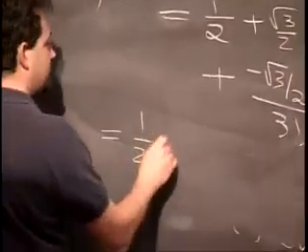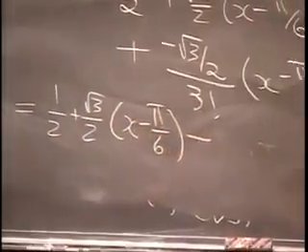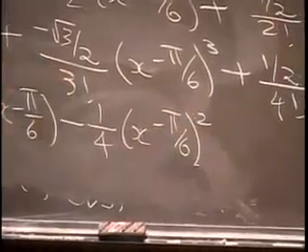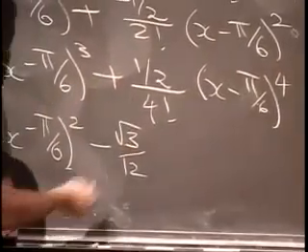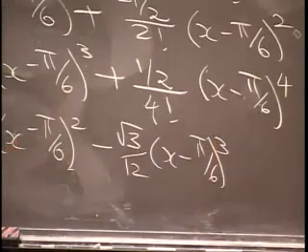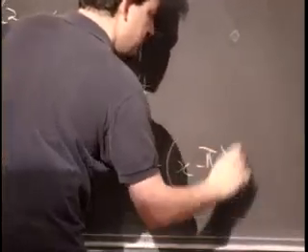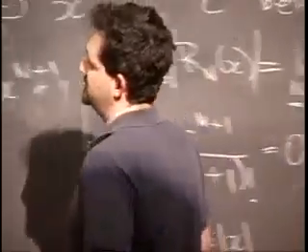I get 1/2 plus root 3 over 2 times x minus pi over 6. 2 factorial is 2, so I get minus 1/4 times x minus pi over 6 all squared. 3 factorial is 6, so minus root 3 over 12 times x minus pi over 6 all cubed. And finally, 4 factorial is 24. So this will be 1 over 48 times x minus pi over 6 to the fourth. All right. It's easy when you have the table and you have the formula.